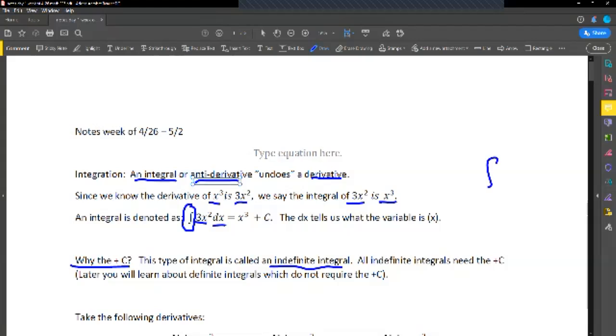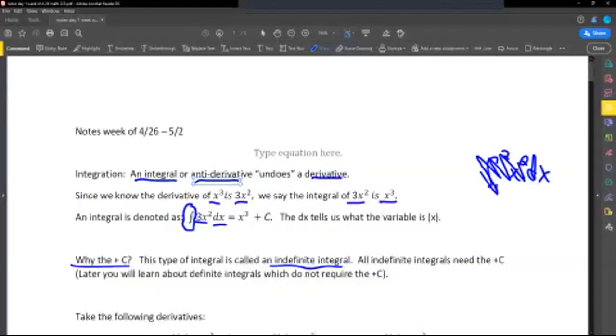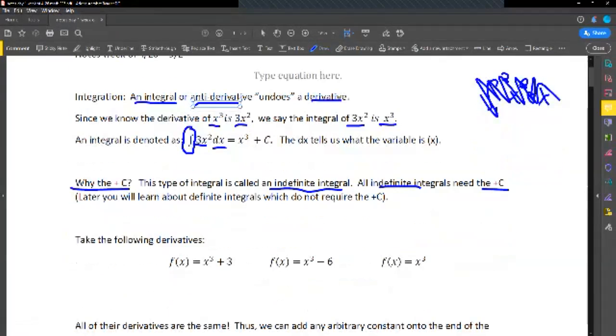Later on, you'll be doing definite integrals, which have numbers here, and we'll talk about those probably next week. But all the indefinite integrals like this need the plus c. The definite integrals with the numbers don't require a plus c. All right, so let's see why.